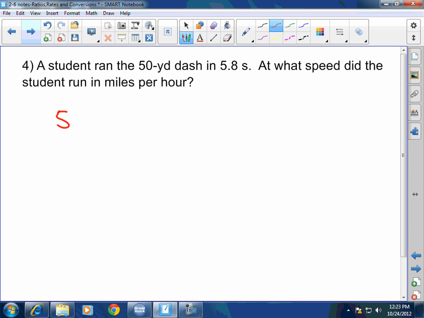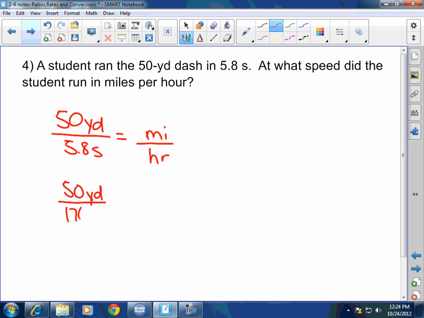So think about this. This is a double conversion. Got 50 yards in 5.8 seconds. I want to turn that into miles per hour. Are you with me so far? Okay. Let's do one conversion at a time, okay? Please. First, let's convert the 50 yards. I'm going yards to miles, right? Is that small to large or large to small? Small to large, right? When I go small to large, do I divide or multiply? Divide. So check this out. I'm going to go 50 yards divided by 1,760. You with me so far?